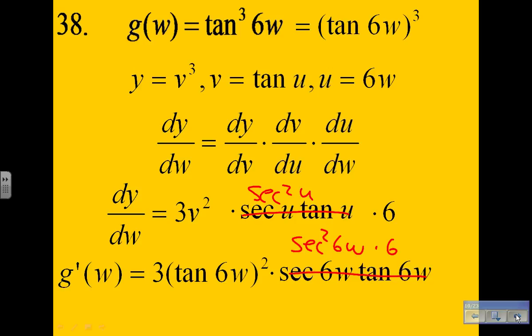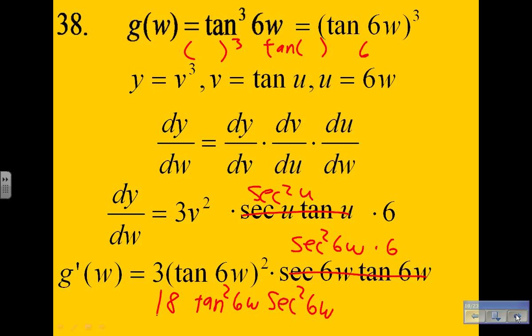So your final answer would be 6 times 3 is 18, times tangent squared of 6w, secant squared of 6w. That'd be your final answer. So you can think of it like this, or you can think of it as something cubed, tangent, something else, and 6w, because I would think of it as an extra set of parentheses right there. In algebra, you work from the inside of the parentheses out. For the chain rule, you work from the outside of the parentheses in, from left to right. Okay?